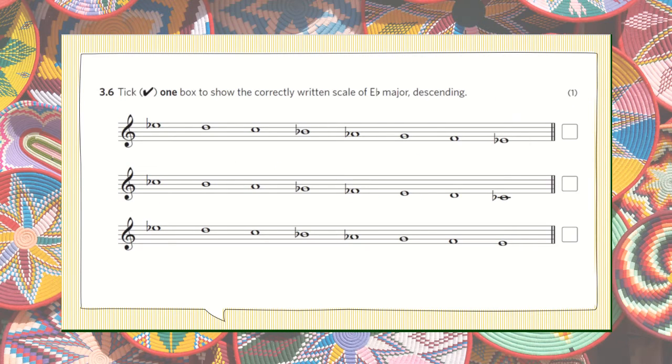Question 3.6. Tick one box to show the correctly written scale of E flat major descending. Keyword number 1 is, you just have to tick one box. And E flat major is important. Also very important is this word, descending.